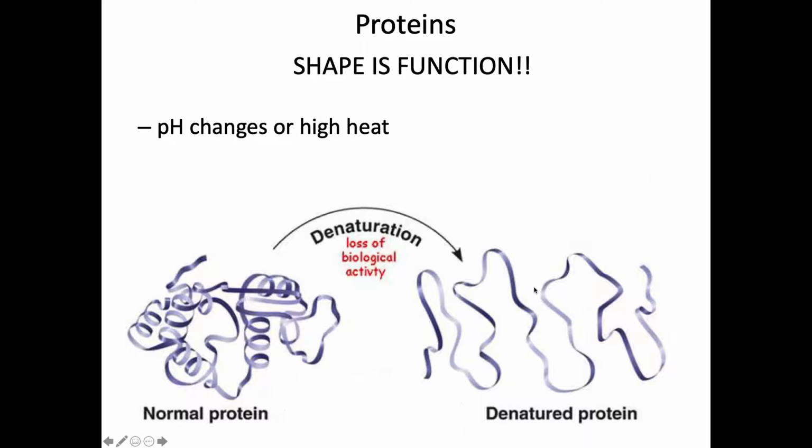So in biology, we say shape is function. If a protein has a particular shape, then it can perform a particular function. But if that shape is somehow lost, that means that protein can no longer perform that function. We say that that protein has been denatured. If it has lost its shape, it's been denatured and it can no longer perform that function.